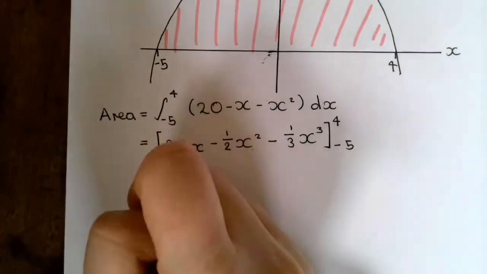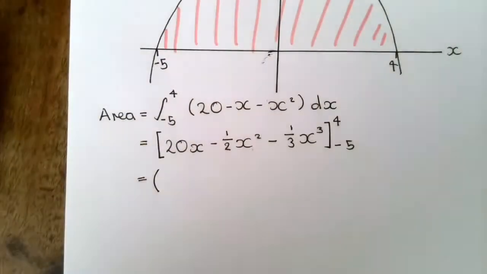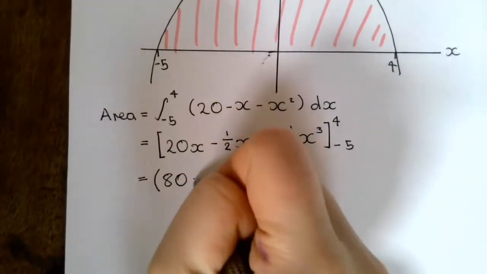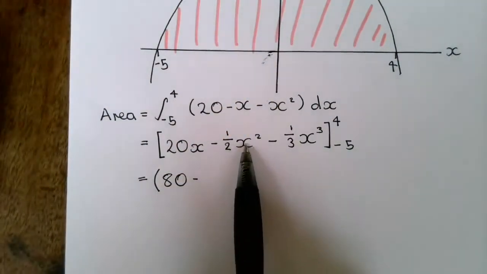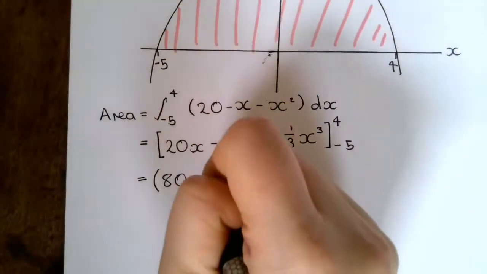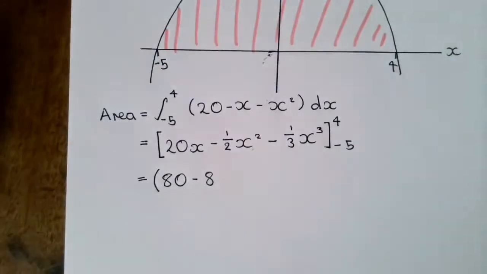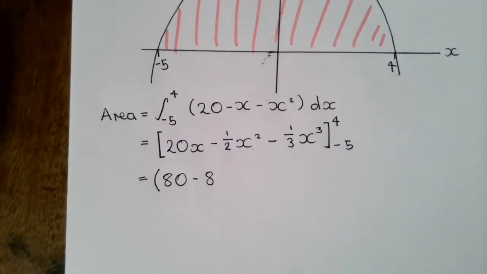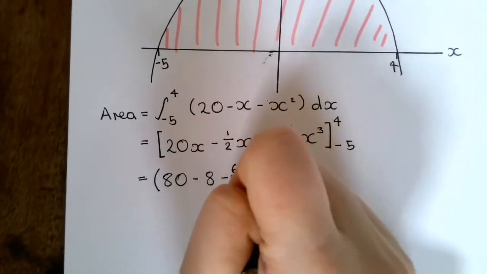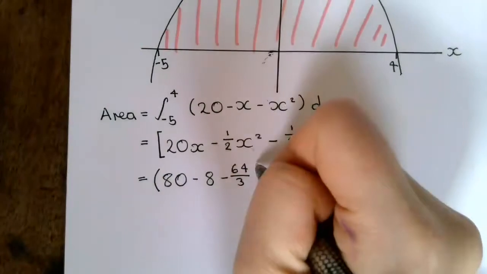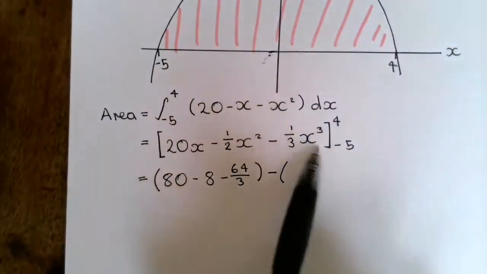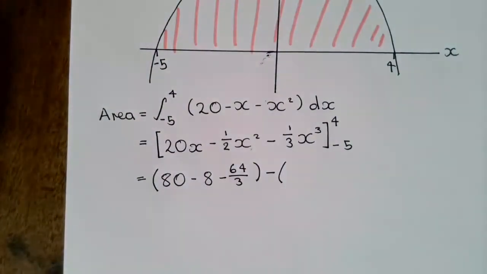So when I substitute in x equals 4, 20 times 4, that is 80. A half times 4 squared, that's a half times 16, which is 8. A third times x to the power of 3. 4 to the power of 3 is 64, and then we want a third of that. And I'm then going to subtract the integral when x equals -5.